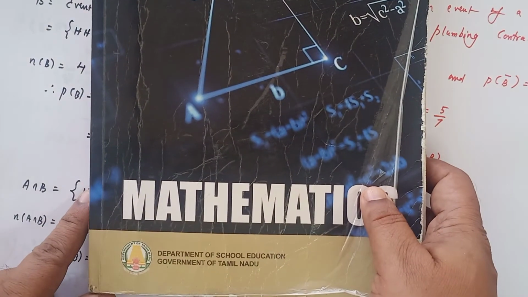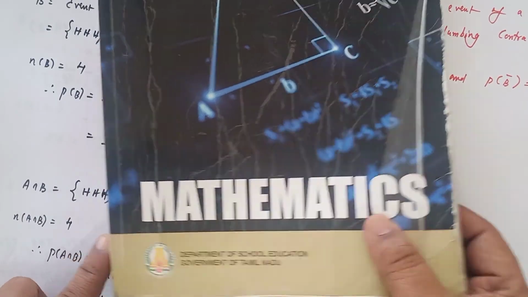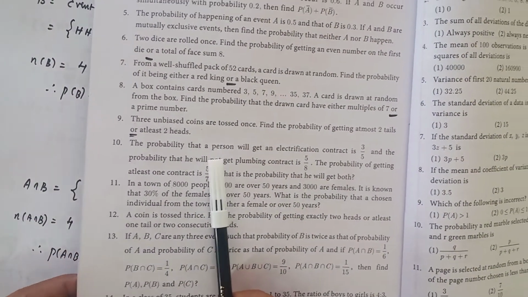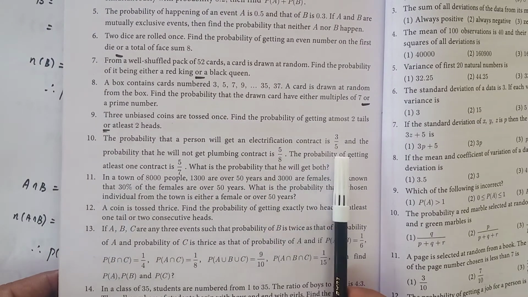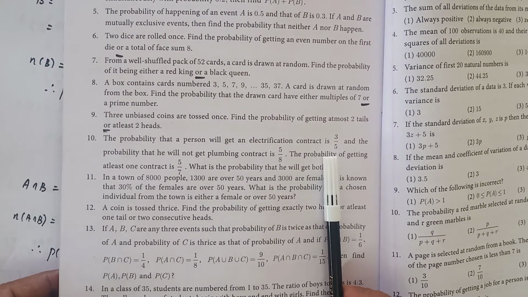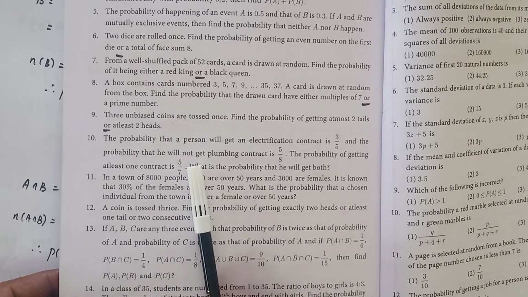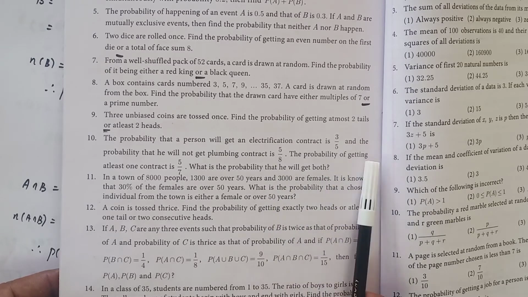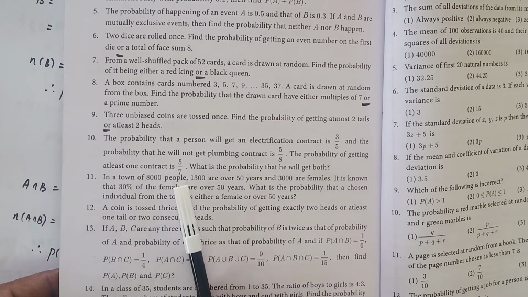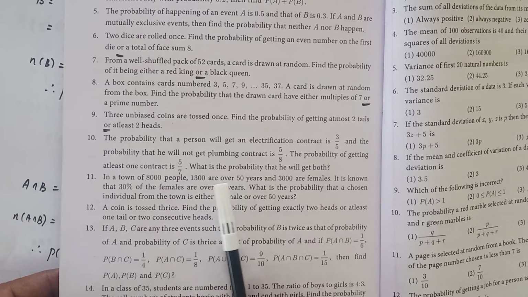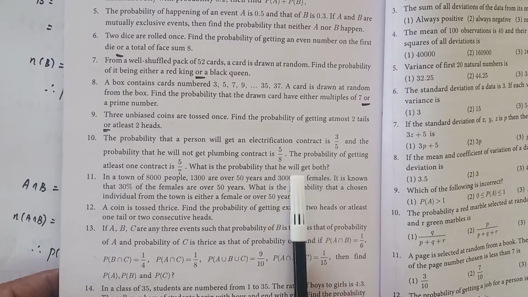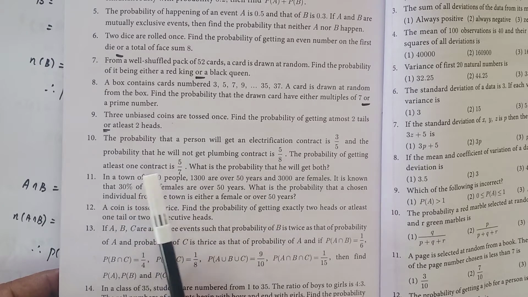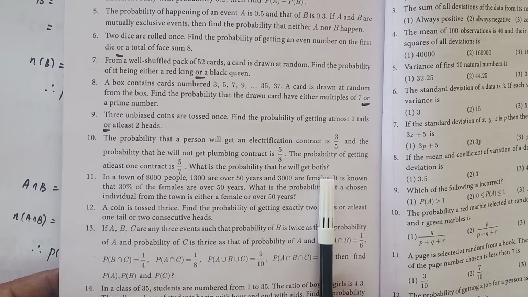10th standard mathematics, chapter number 8, continuation of exercise 8.4. Now problem number 10. The probability that a person will get an electrification contract is 3 by 5, and the probability that he will not get a plumbing contract is 5 by 8. The probability of getting at least one contract is 5 by 7. What is the probability that he will get both? At least one refers to union, both refers to intersection.